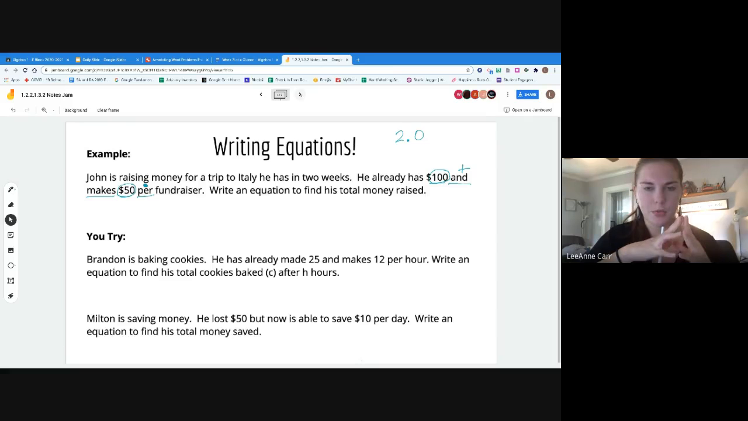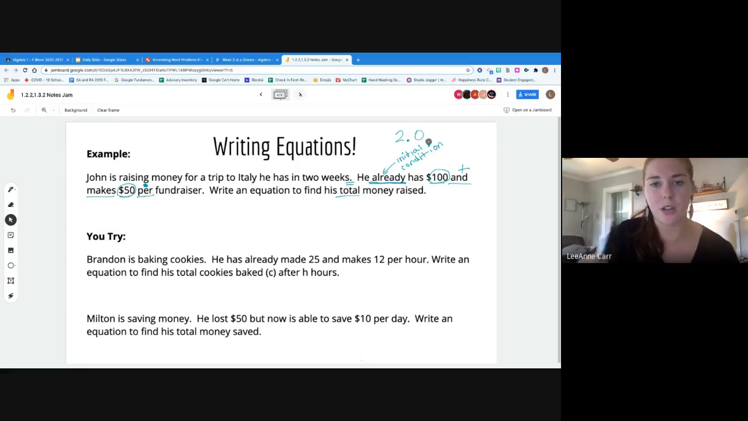One more operation word. Do we see it? Total. Yeah, look at you guys. Awesome. Total. And that means equals. The other thing I want to note is that we see this word already. And what that says to us is that this is an initial condition. So that tells me, since it says we already have 100, that means we're going to start our equation with $100. That's going to be our initial condition.